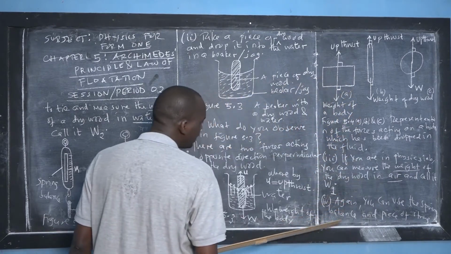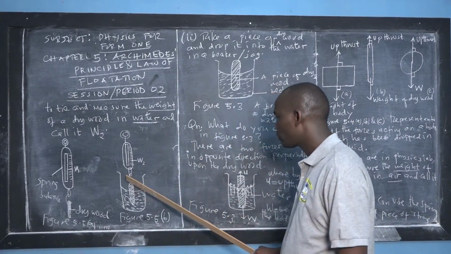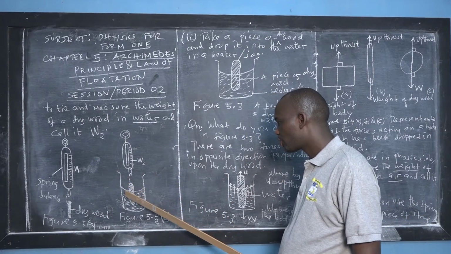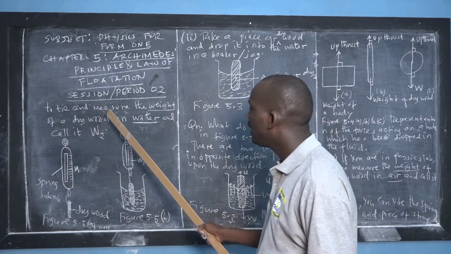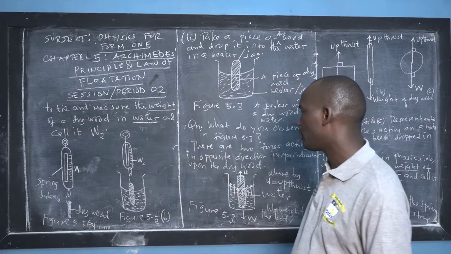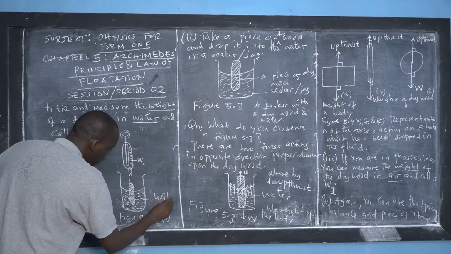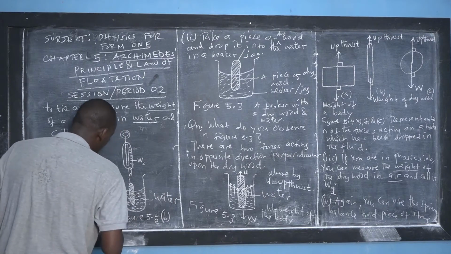So again, you can use a spring balance and a piece of string. This is the piece of string, right? A piece of string to tie and measure the weight of the dry wood in water, and call it W2. So this is water, which is representing the fluid.